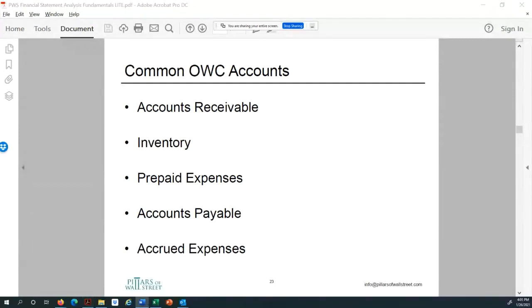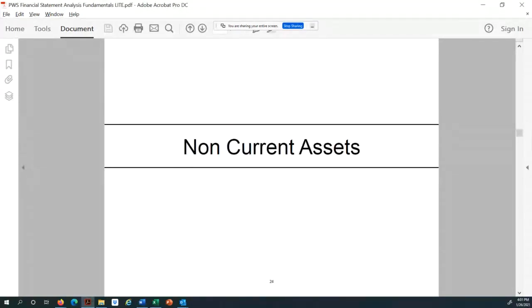Okay, here are common accounts. We have receivables, inventory, prepaid expenses, accounts payable, accrued expenses. If you want to throw in deferred revenue, that's another good one. These are all very common. All right, non-current assets. Before we get here, any questions at all before we get to this slide? Everyone comfortable on the concepts here so far? I have a quick question.